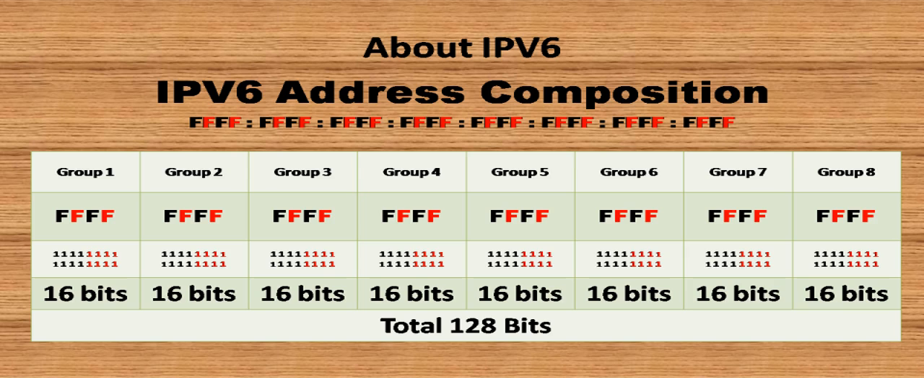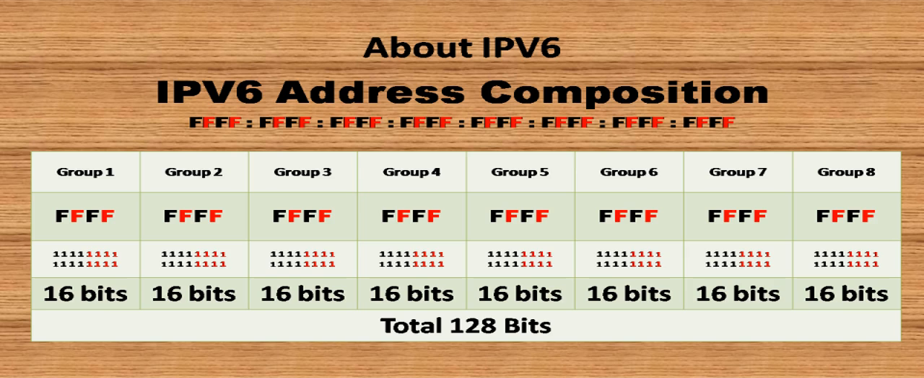We have converted it into binary number system. As you know, one hexadecimal number system equals to 4 binary numbers. So if we combine these 4 hexadecimal numbers, we have to multiply it with 4. So we get 16 bits for each group. So from group 1 to group 8, we have 16 bits. As we combine these bits, 16 multiplied by 8 groups, we will get total 128 bits.